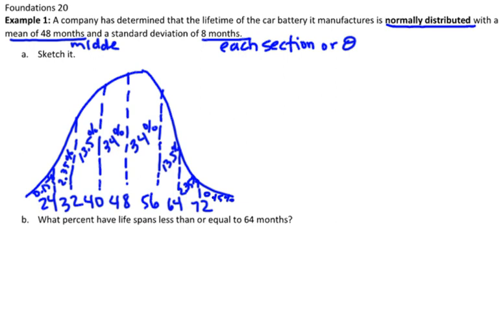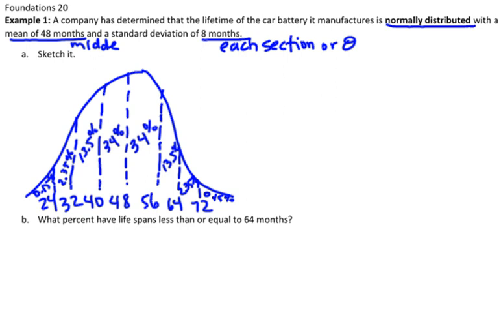0.15. It's a little bit hard to read with my marker, so if you're not sure what I wrote down, just rewind there and re-listen to what I said. So outside in, 0.15%, 0.15 on both sides. As you work in, 2.35% on each side, 13.5% on each side, and 34% on each side.